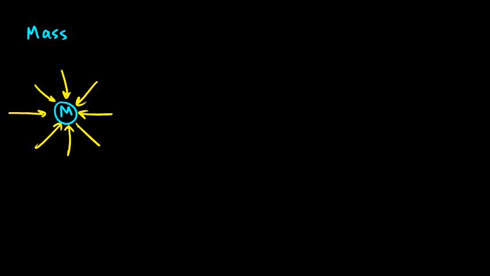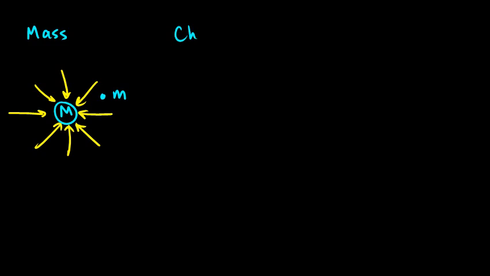If you have a mass, we'll call it M, that mass has a gravitational field around it. And that's just the way the universe is. So this could be the Earth, and there's a gravitational field around it. And then if you take another mass, we'll call it little m, and you place it in that gravitational field, it will experience a force. It would be pulled toward the Earth.